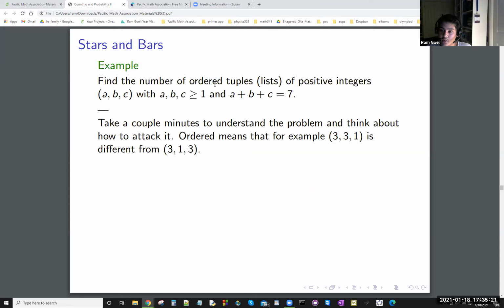They obviously only differ in the order they're written in, but we consider them different. If you replace this word with unordered, so 3, 3, 1 is the same as 3, 1, 3, then that problem is very, very difficult. So we're going to be dealing with the problem assuming the lists are ordered, and how will you calculate the number of triples a, b, c? I'm going to give everybody a minute to think about the problem. Make sure you understand it. If the problem is confusing, please let us know in the chat, because otherwise what's going to follow is going to be even more confusing.